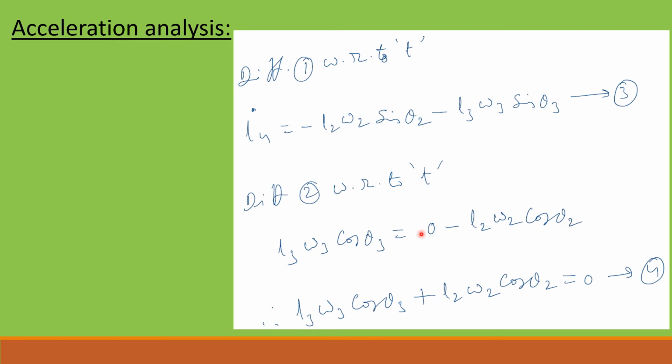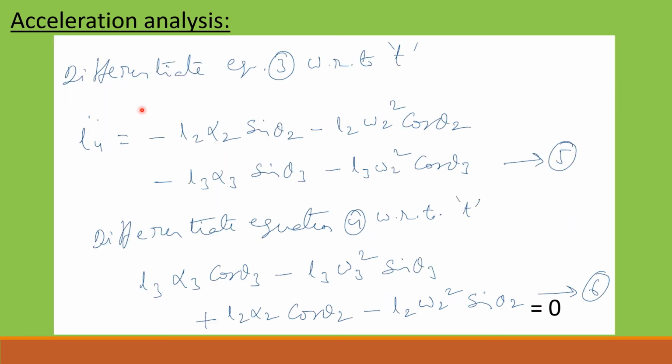So this offset E is constant, and differentiation of constant with respect to time is 0. So by rearranging this equation, we get L3 omega 3 cos theta 3 plus L2 omega 2 cos theta 2 equal to 0. Let us call that equation 4. Now let us differentiate equation 3 with respect to time t.